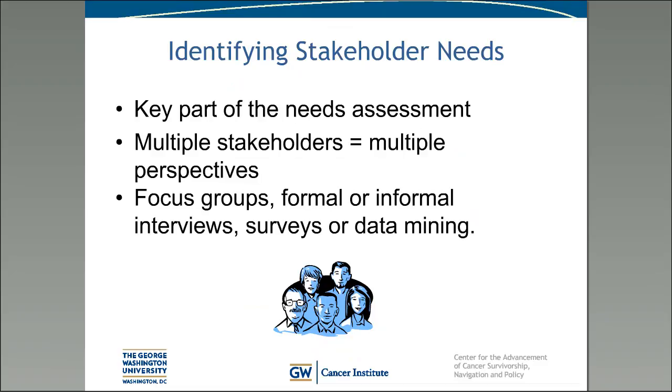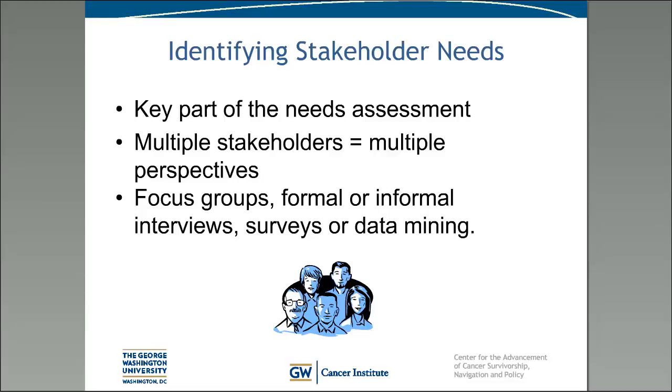To inform your program development, you may also need to do a formal stakeholder needs assessment that includes multiple stakeholders to better understand different perspectives. A needs assessment for any of these stakeholders can be done through focus groups, formal or informal interviews, surveys, or data mining. And one of the most obvious stakeholder groups that we tend to think of first is patients or survivors and or caregivers. And although you may want to do a separate caregiver assessment depending on your program goals, the assessments can be very similar for those groups.